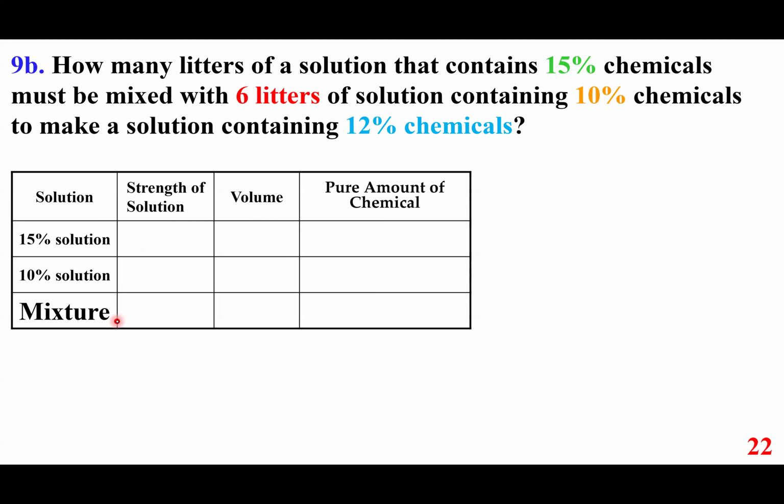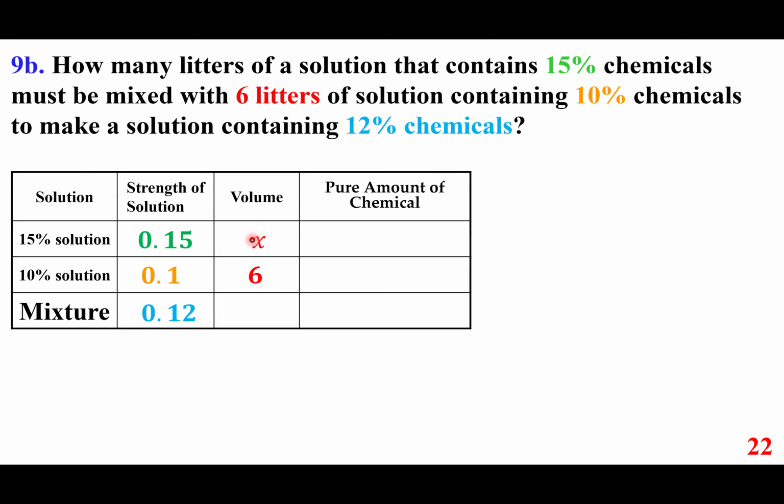But let's take it from the top, and from the get-go, we start with 15%, so that is 0.15. So we continue. Must be mixed with 6 liters containing 10%. So that means the volume of a 10% is given as 6. And now change this to 0.1. To make a mixture of 12%, so 12% of 0.12. So how many liters of 15%? I don't know. How about X amount, X liters?